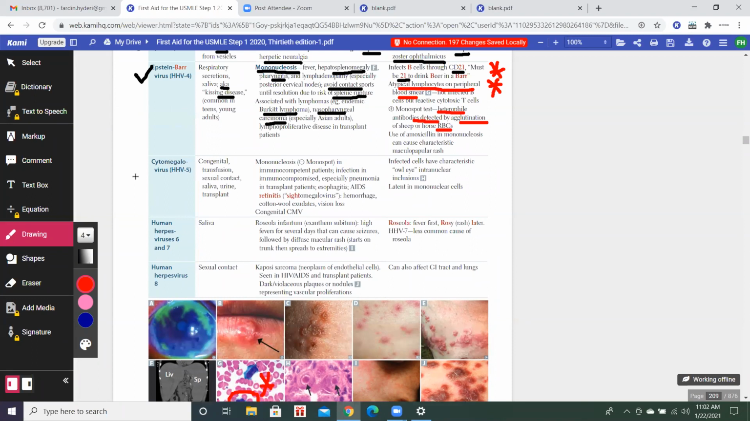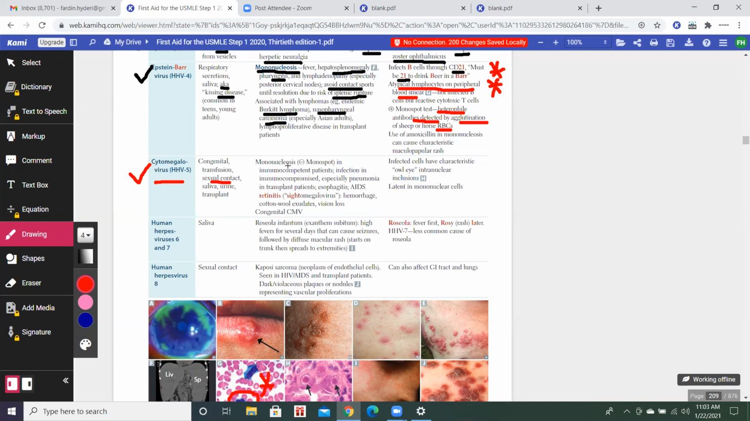Next one is cytomegalovirus. Cytomegalovirus is HHV5. The 5 is for cytomegalovirus. It is transmitted via sexual contact, saliva, urine, transplant, or any close contact with an infected individual who has discharges. That is cytomegalovirus transmission.